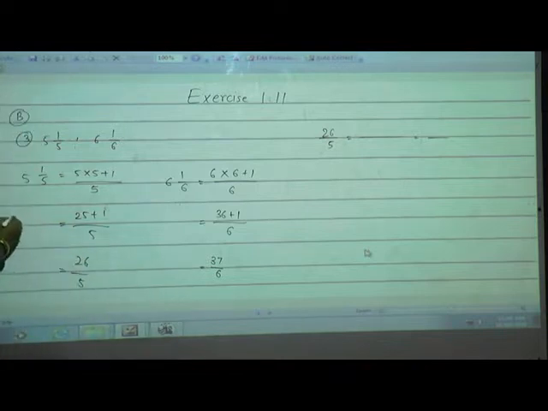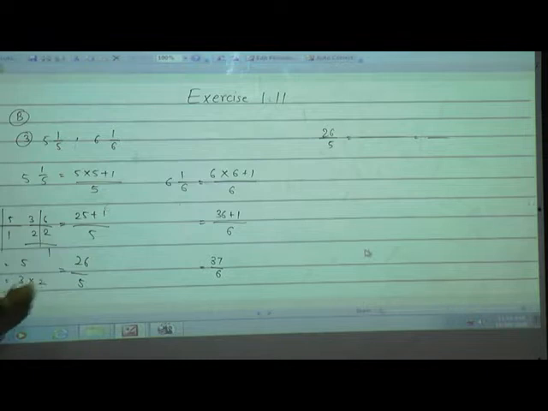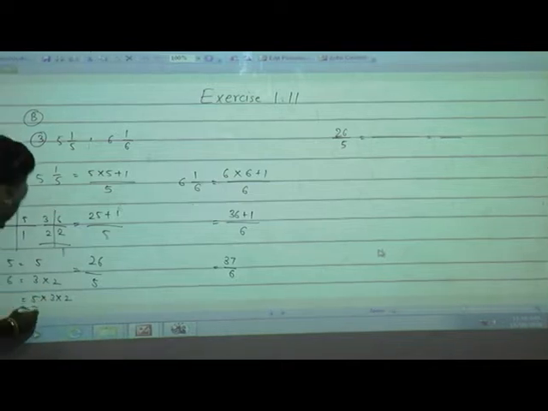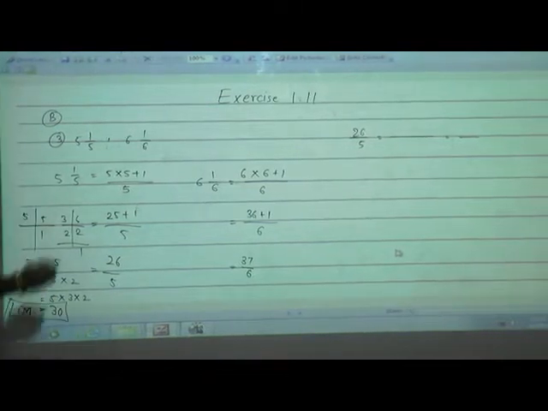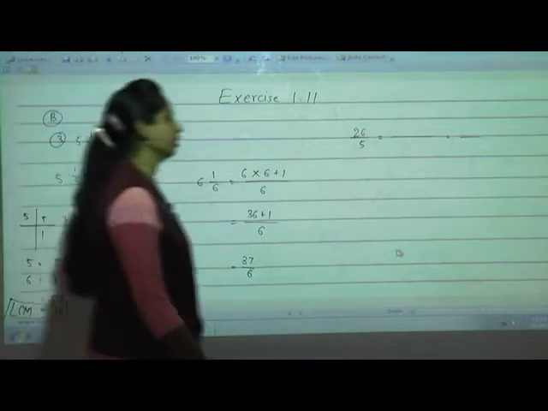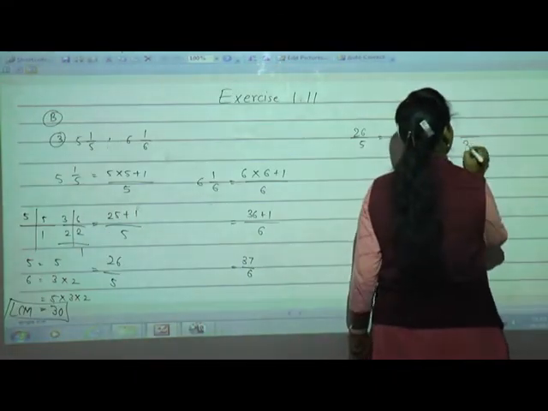Sorry, the LCM of 5. 5 1s are 5. What about 6? 3 2s are 6, 2 1s are 2. So the factors of 5 is 5, and of 6 is 3 multiplied by 2. So together 5 multiplied by 3 multiplied by 2. 5 3s are 15. 15 multiplied by 2 is 30. So the LCM is what? 30.